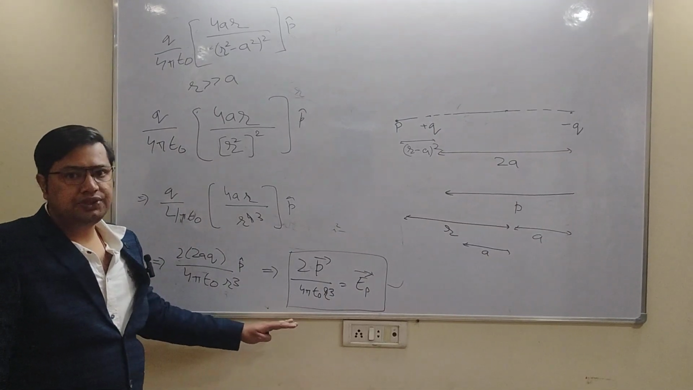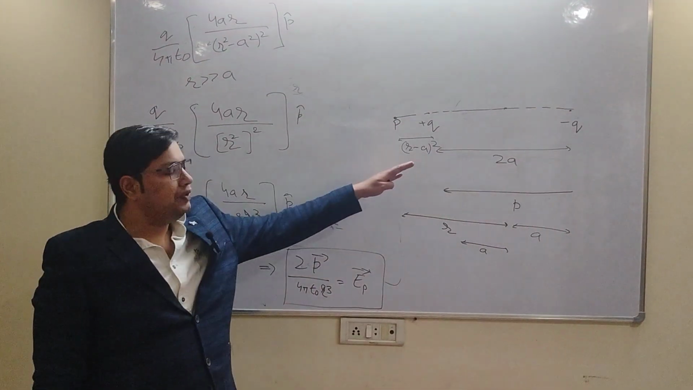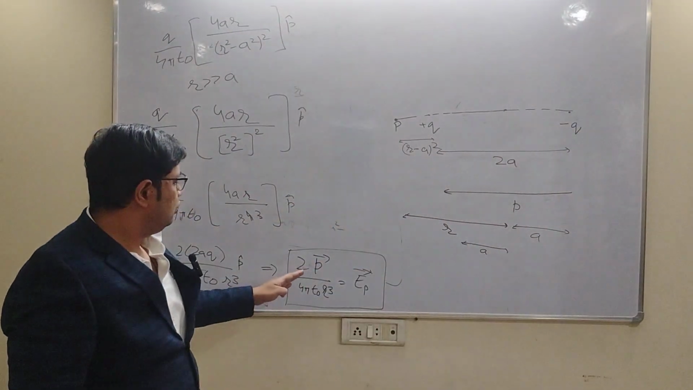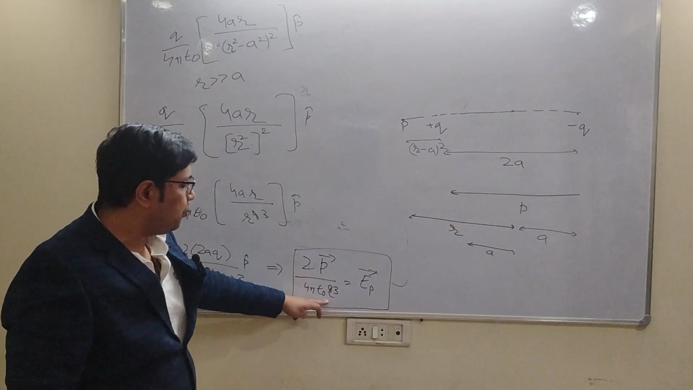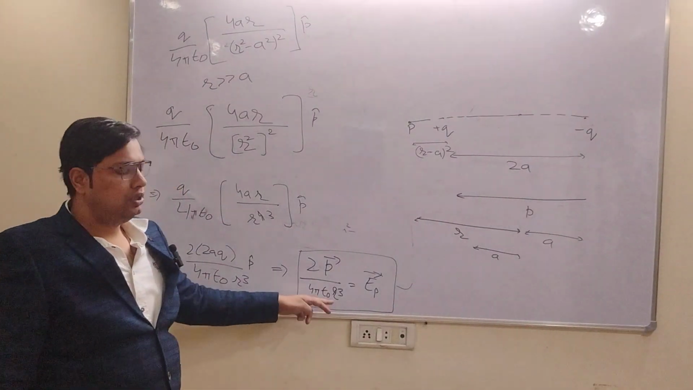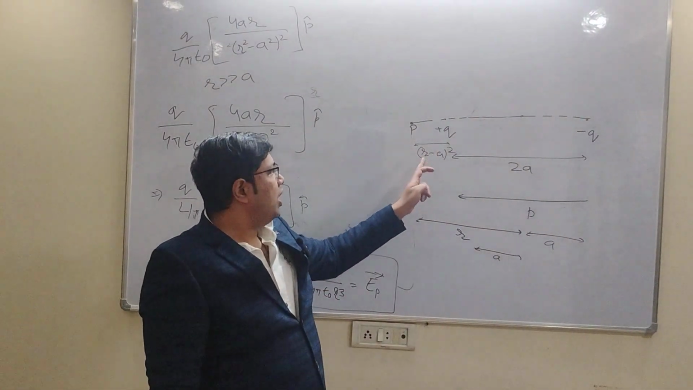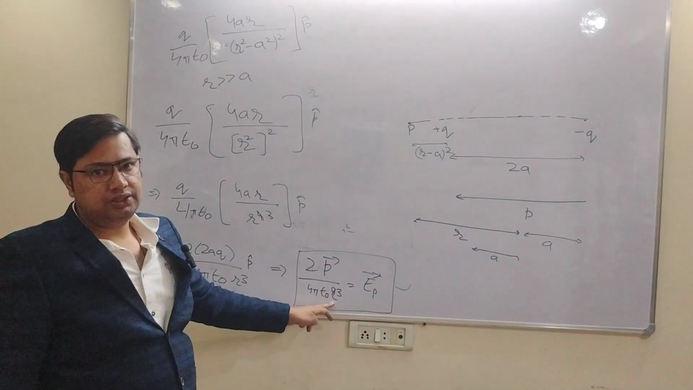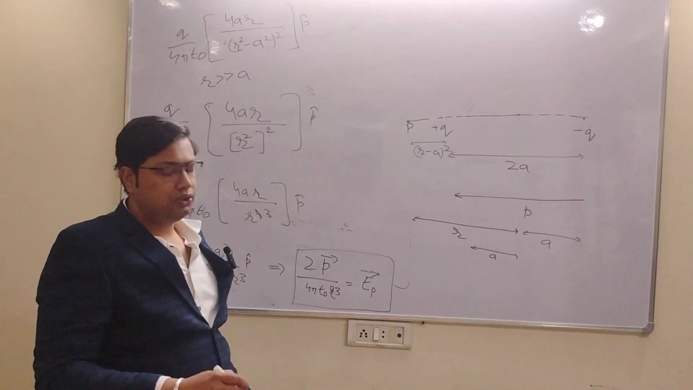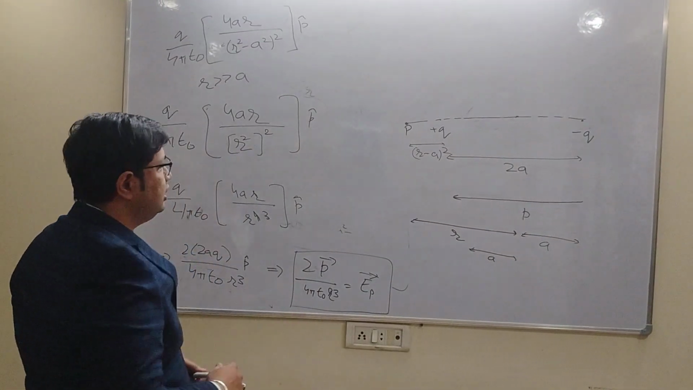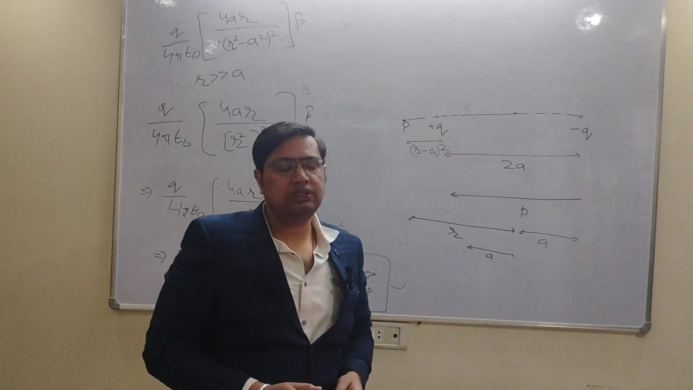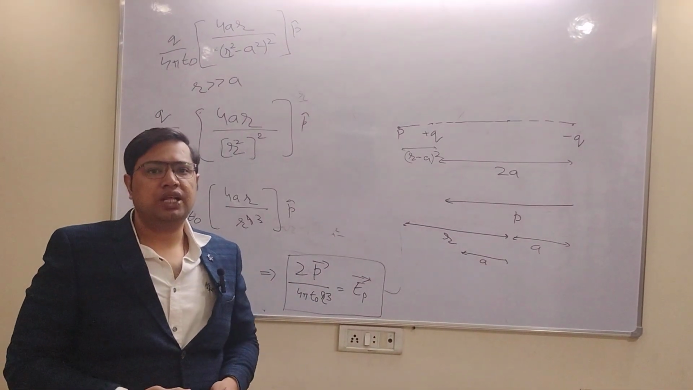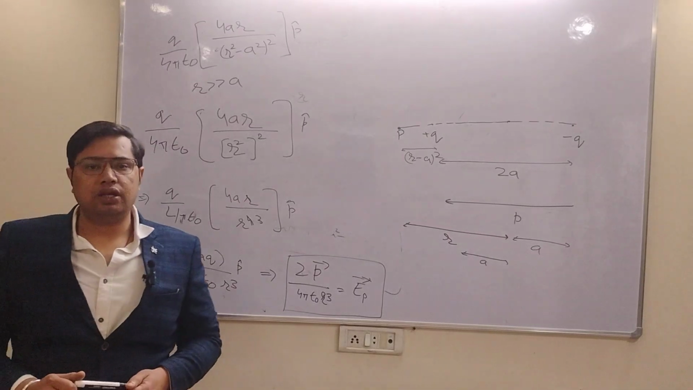So here comes the result. The result says the electric field due to a dipole at a point P on the axis of the dipole is 2 times the dipole moment over 4 pi epsilon naught, inversely proportional to the cube of the distance of the point P from the center of the dipole. Okay, so this is the electric field due to a dipole on its axis. In the next video, we will discuss the potential due to a dipole on its equatorial plane. Thank you.